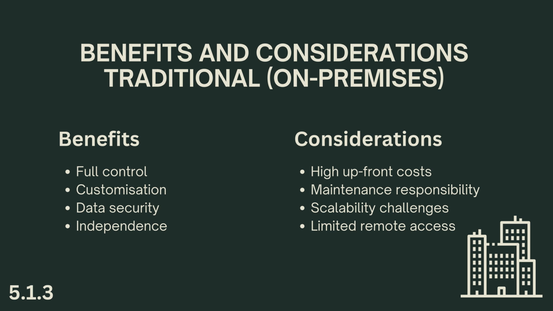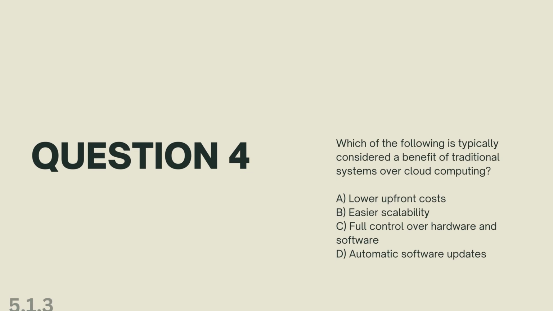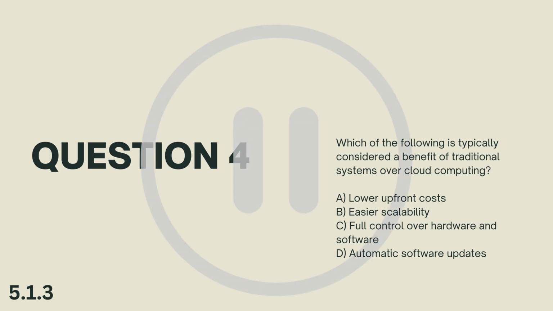The choice between cloud and traditional systems depends on each business's unique needs, priorities, and resources. Let's test your understanding with a quick question. Which of the following is typically considered a benefit of traditional systems over cloud computing? A. Lower upfront costs. B. Easier scalability. C. Full control over hardware and software. D. Automatic software updates. We'll reveal the answer after our final concept.